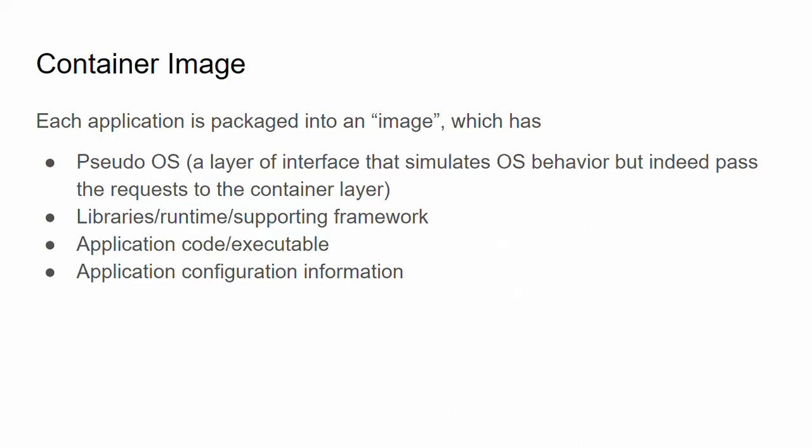So each application is packaged into an image. Now that's an example of how the same word can be used in multiple places. We just talked about an image for a virtual machine, and that virtual machine image is about the state of a hard disk, right, with all the details of the operating system. This container image has a similar usage pattern, where it's a stored package of the container's definition, the application's definition. This container image contains the pseudo OS, which is the layer of interface that simulates the OS. The application can contact this pseudo OS, and it will translate your OS demand into the local OS's demand. Then next is the library supporting framework that your application will need, and your application's code, the executable, and the configuration information.